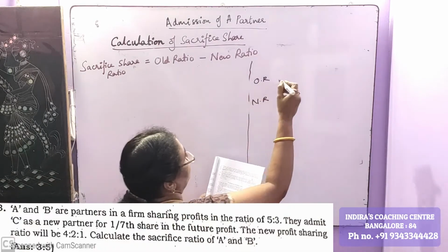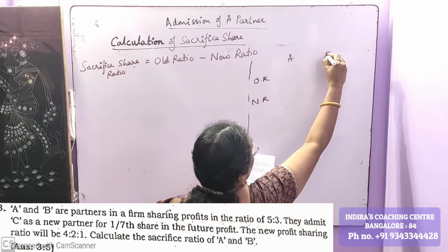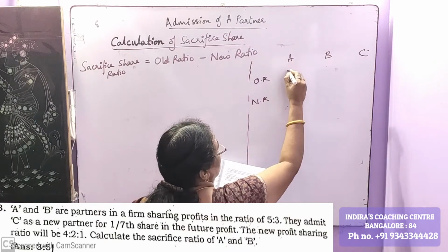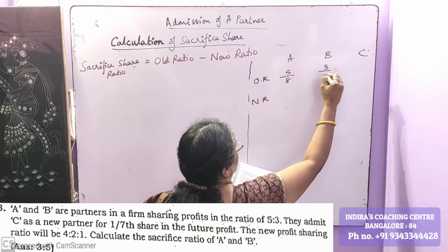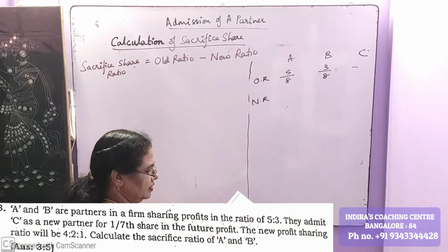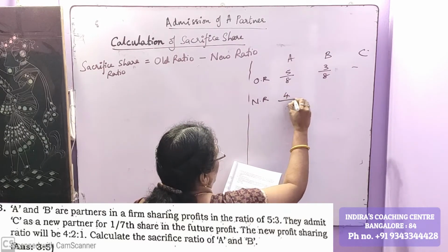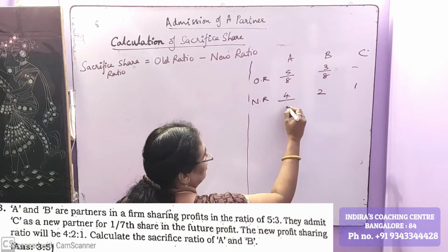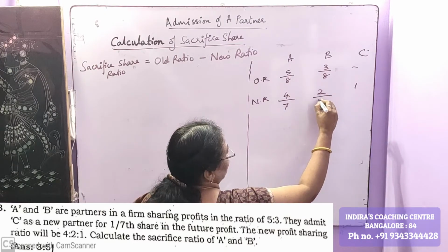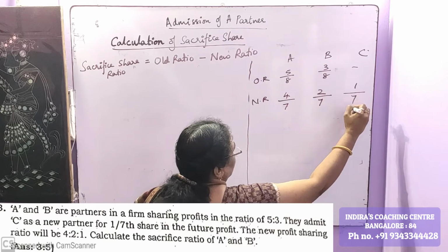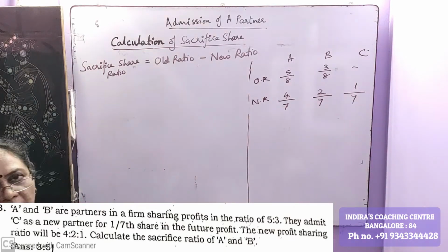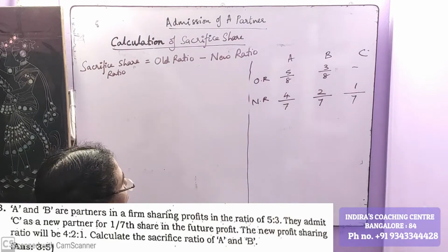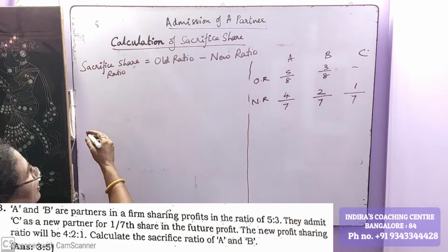A and B. C is a new partner. Old ratio 5 by 8, 3 by 8. New ratio 4 is to 2 is to 1. So A is 4 by 7, B is 2 by 7 and C is 1 by 7. Shall we start?